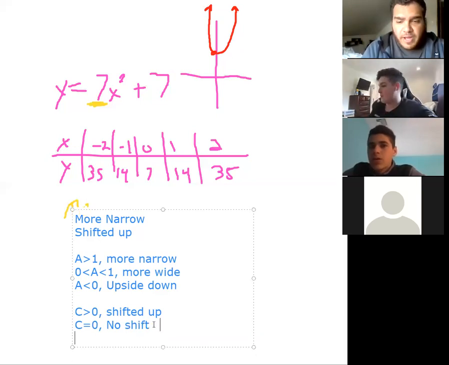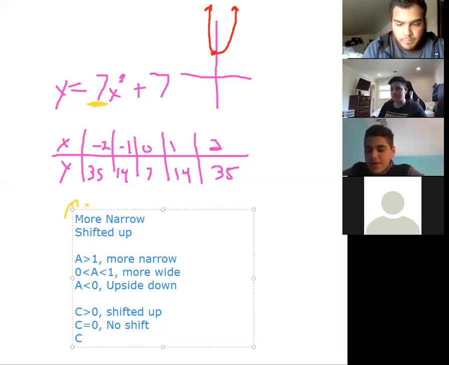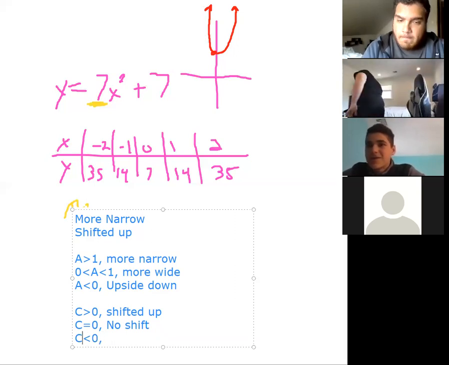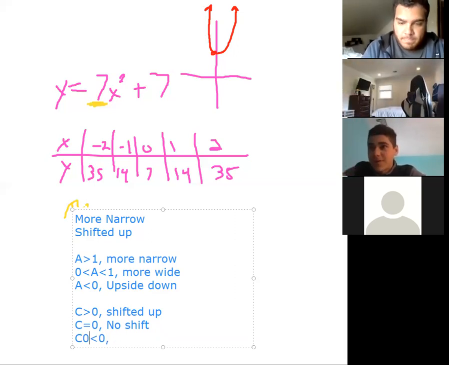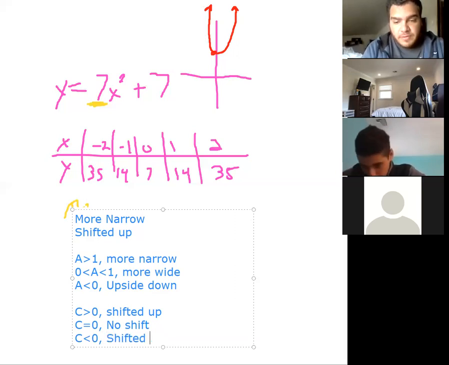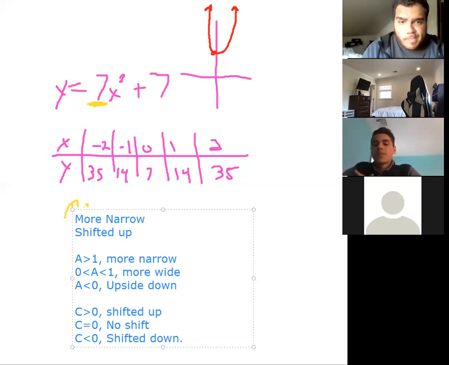When C is negative, what happens? It goes down. It's shifted down.